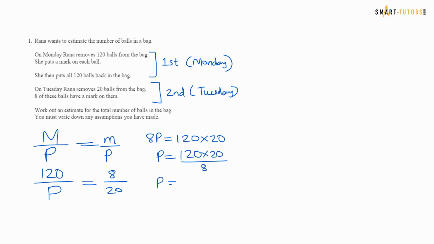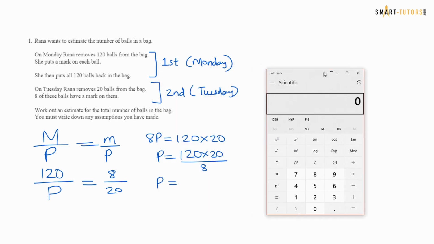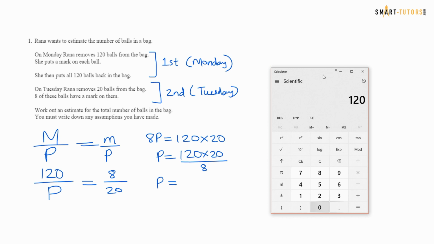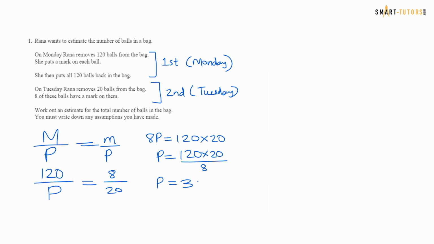You can simplify or you can use the calculator to find the answer. 120 times 20 divided by 8 is going to be 300. So there are roughly 300 balls in that bag, or in the gym or somewhere where someone is doing some exercise, so sports. That is the answer for question number 1.